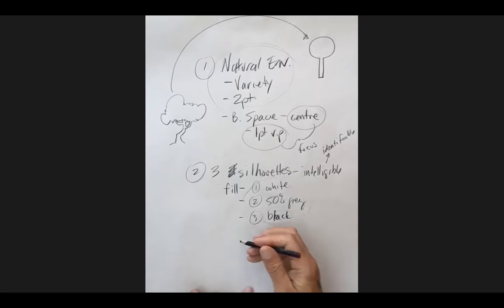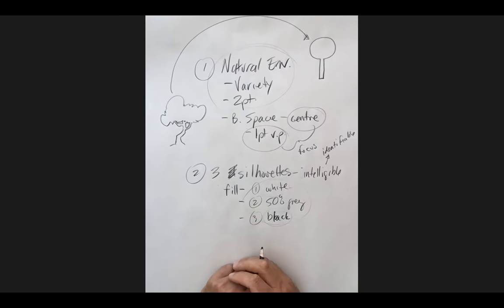Can you give an example for like the second one? What do you mean? Because one you fill white, three you fill black, two is the 50% gray. Yeah, I'm going to show you an example of a previous student example in a second. Okay.